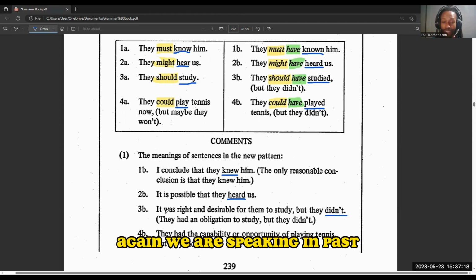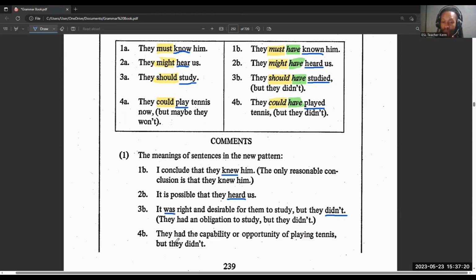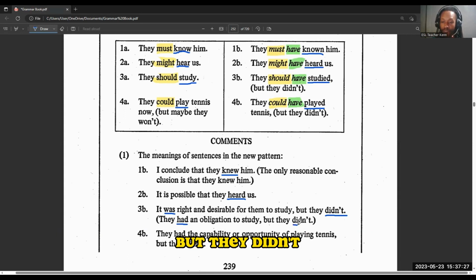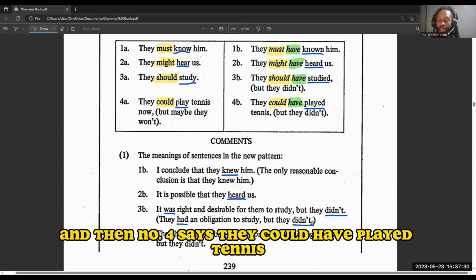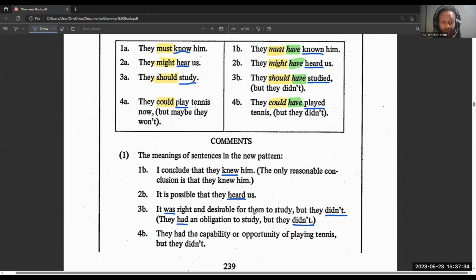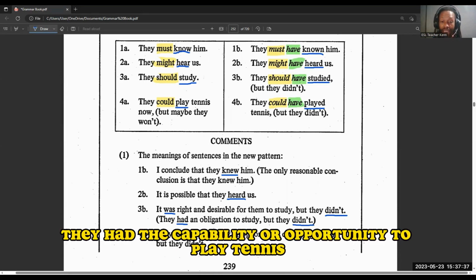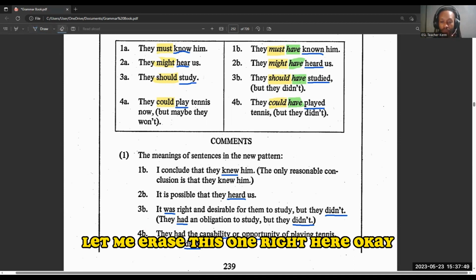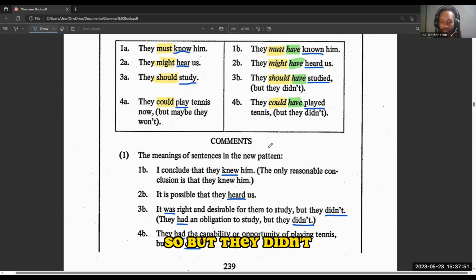They should have studied. It was right and desirable for them to study, but they didn't. Again, we are speaking in past. The other example is they had an obligation to study, but they didn't. And then number 4 says they could have played tennis. That would be they had the capability or opportunity to play tennis, but they didn't. Let me erase this one right here. Okay, so but they didn't.